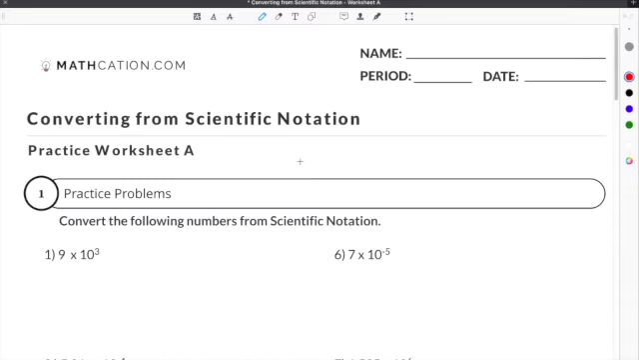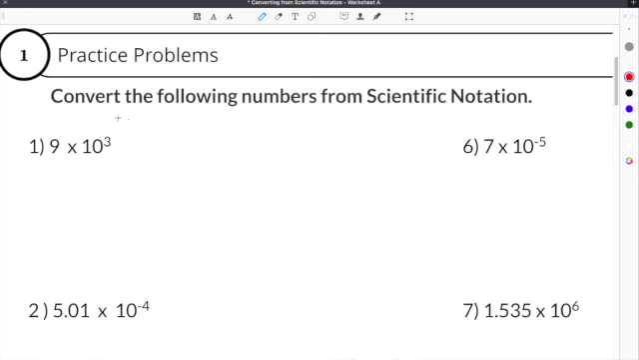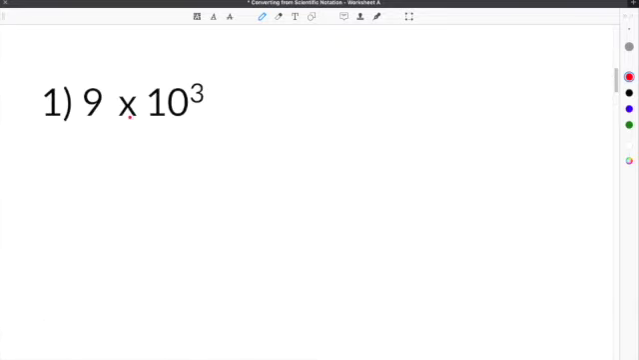This video is about converting numbers from scientific notation into standard form. You can get the worksheet we use in this video for free by clicking on the link in the description below. The directions for our practice problem say to convert the following numbers from scientific notation into standard form. Jumping down to the first problem, it gives us 9 times 10 to the third power. So we have to convert this number from scientific notation into standard form.